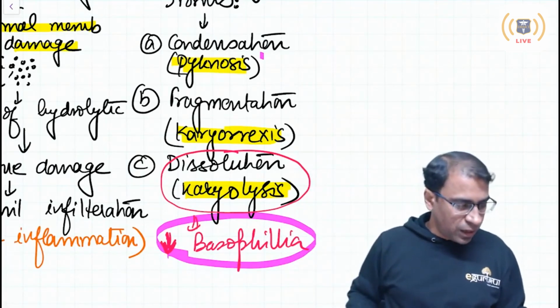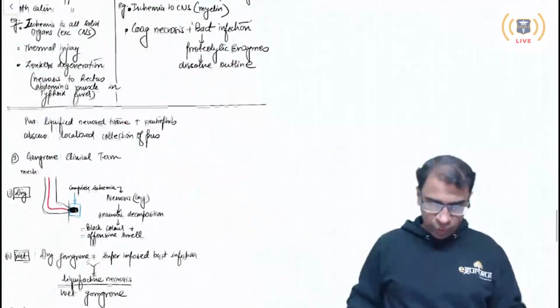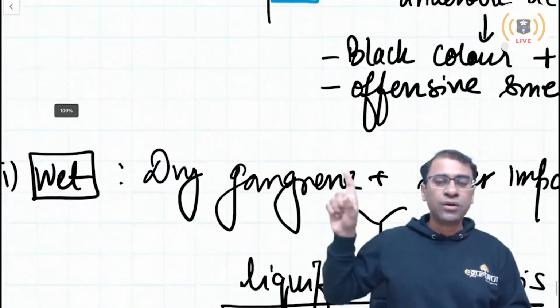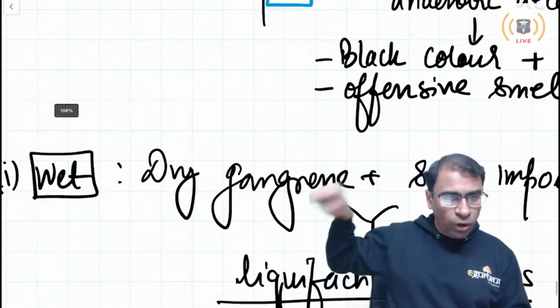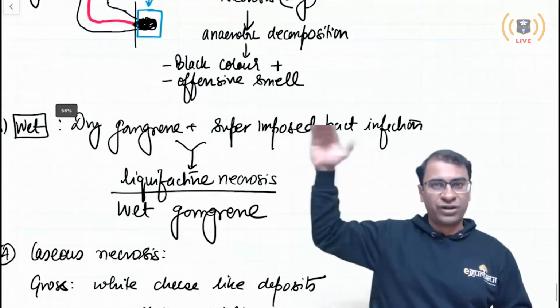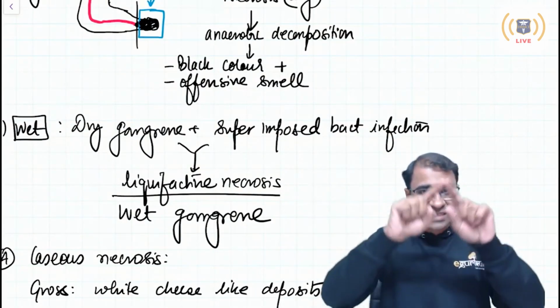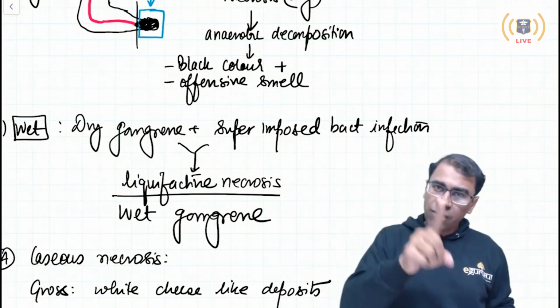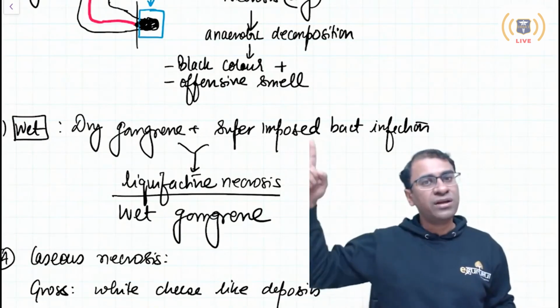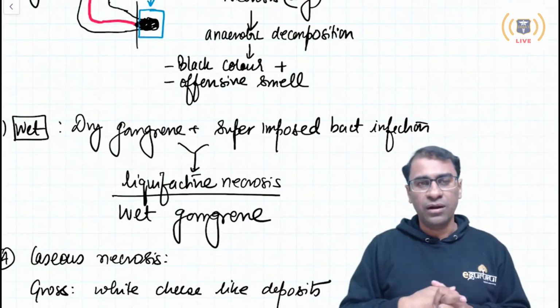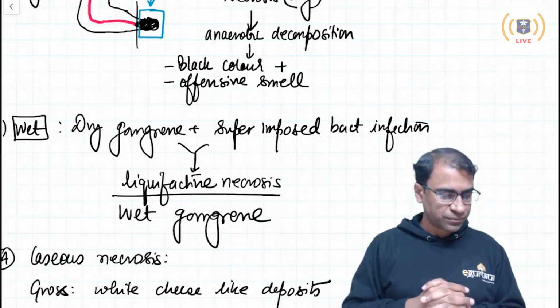Okay? Repeat wet gangrene. Let's see what wet gangrene is. If you see a dry gangrene, which is a coagulative necrosis, and on this there is a bacterial infection, and the bacteria have released all the enzymes, then all the cell outline which was preserved in the dry gangrene is removed in wet gangrene, and hence it is again a liquefactive necrosis.